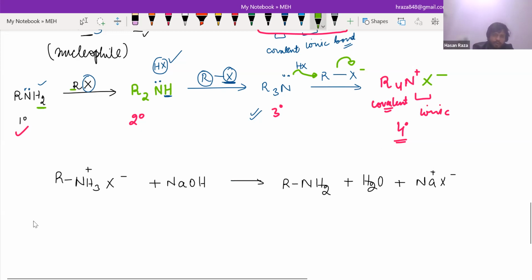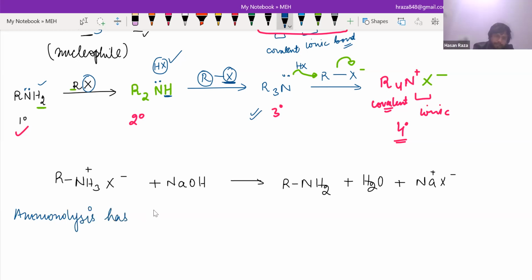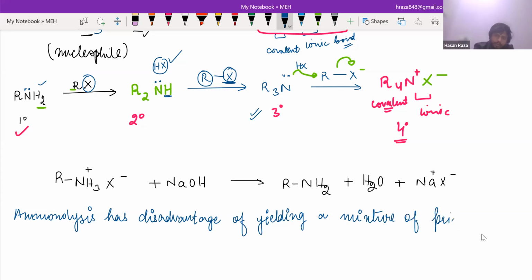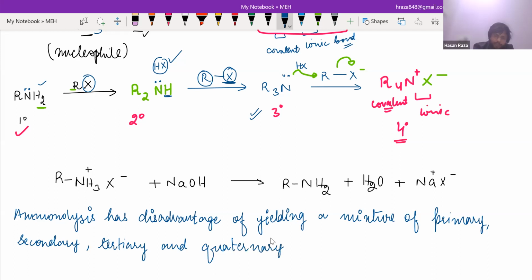So you can write a point, which is basically: homolysis has disadvantages of yielding a mixture of primary, secondary, tertiary, and quaternary ammonium salt.